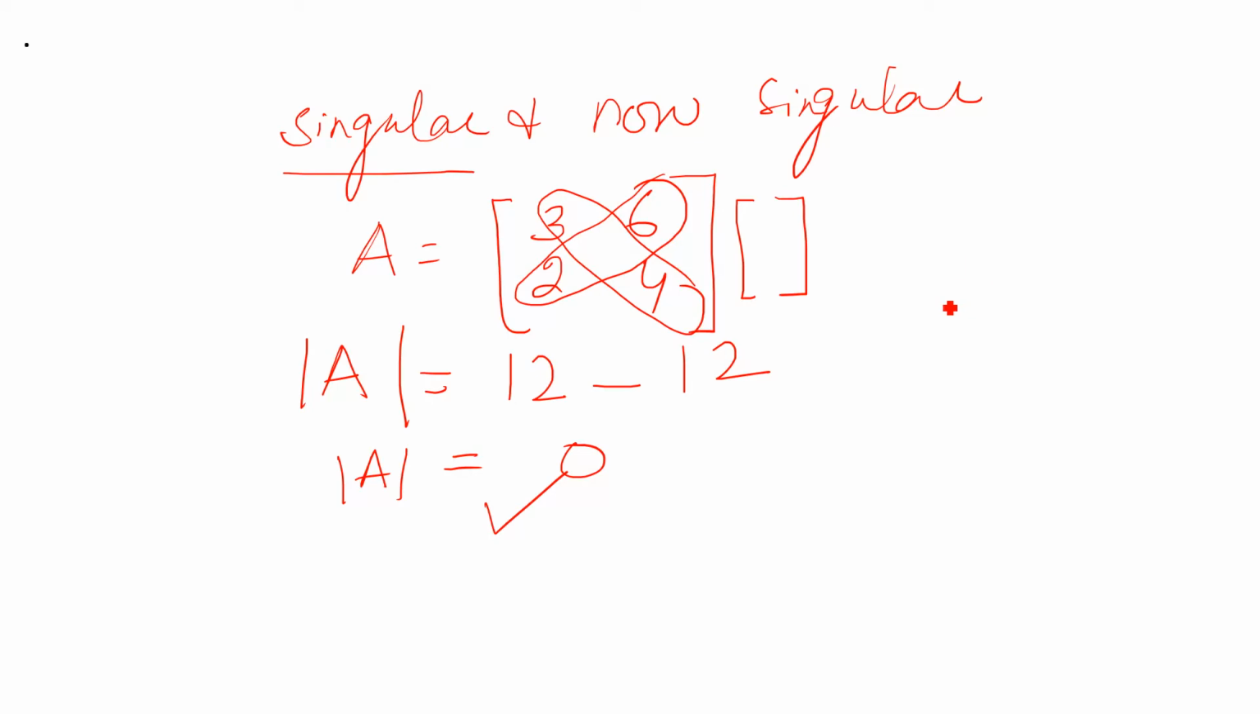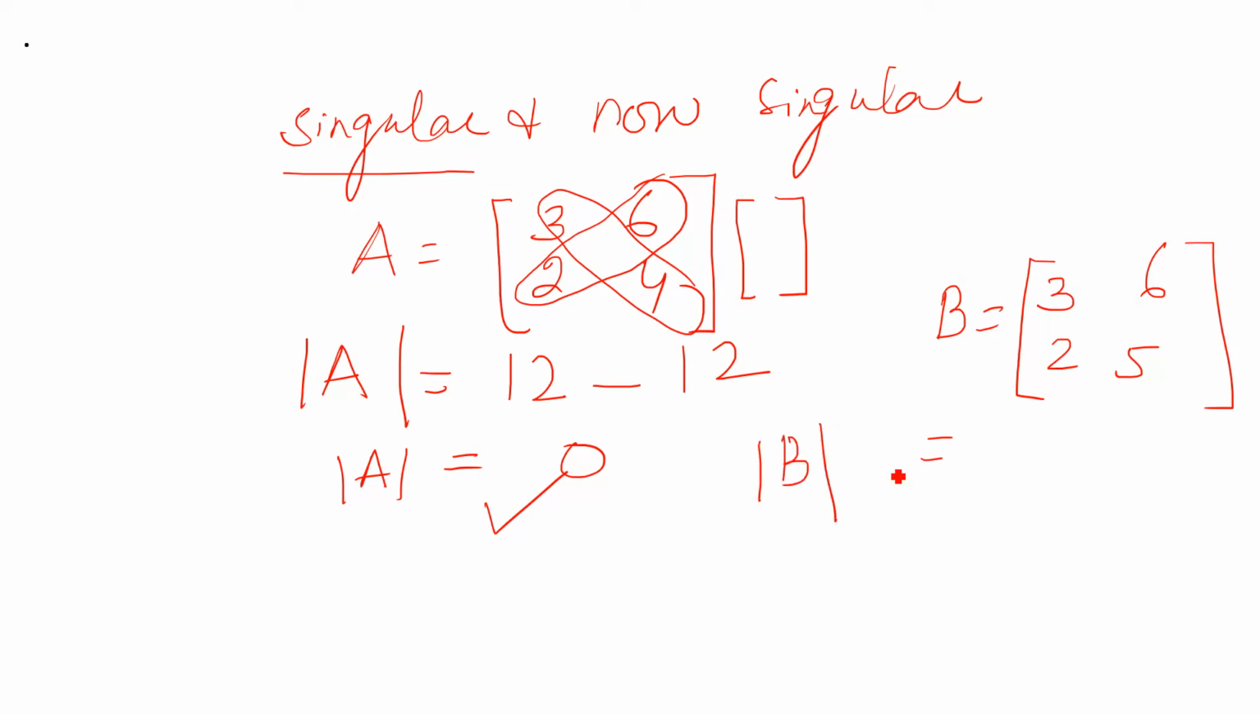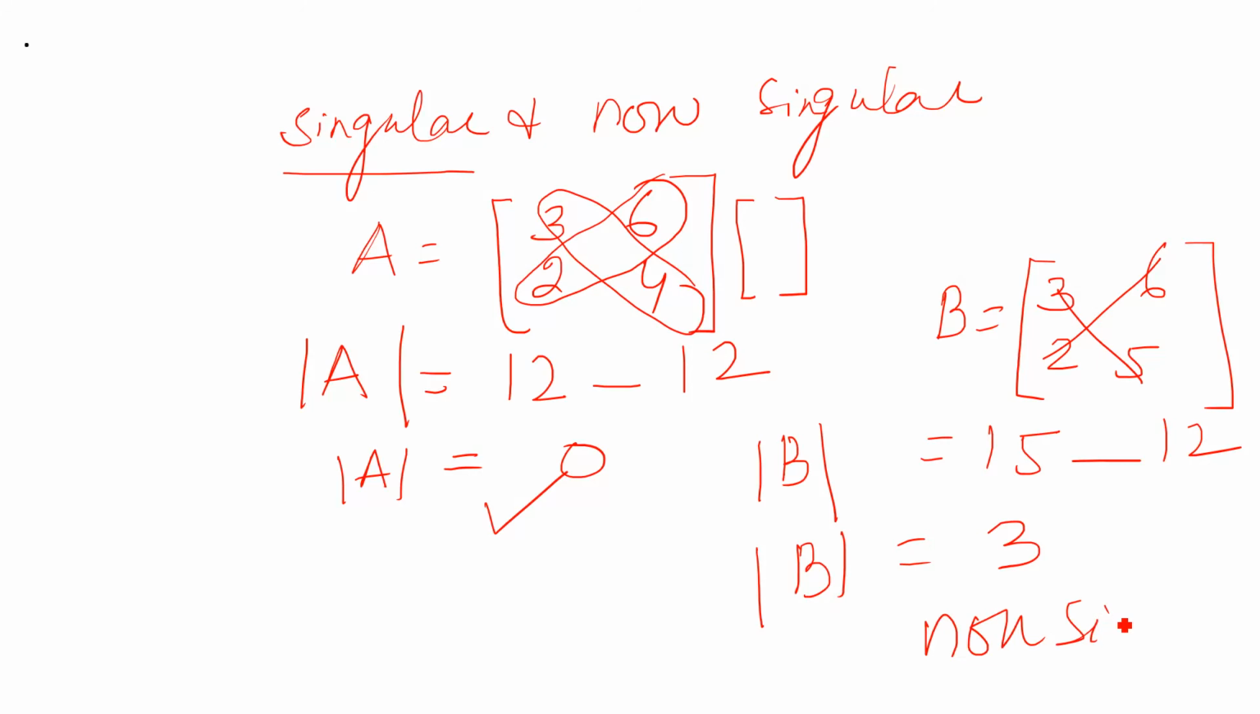Right here, suppose I will write down another matrix, suppose 3 5 6 and 2. So what is the determinant? You have to multiply these two first, 3 times 5 is 15, then you have to use negative sign, 6 times 2 is 12, so it is equal to 3. Determinant of B is equal to 3. It means it is non-singular.